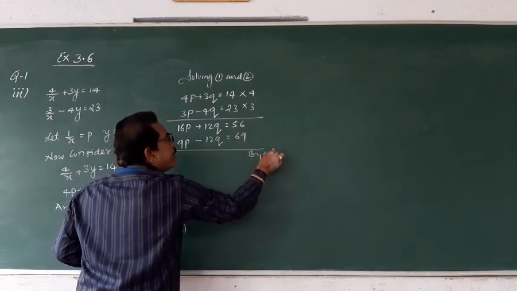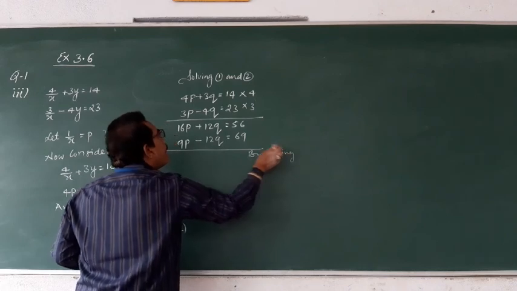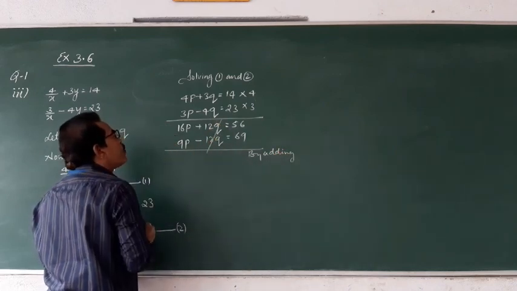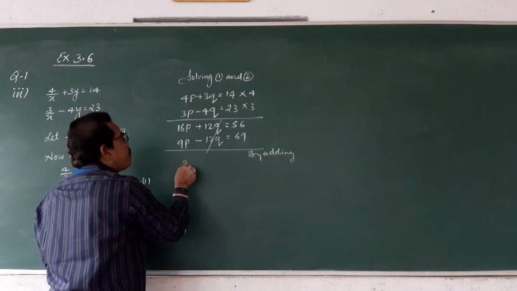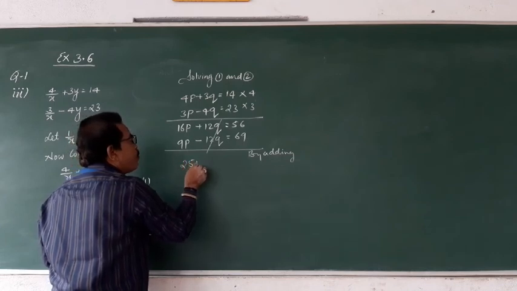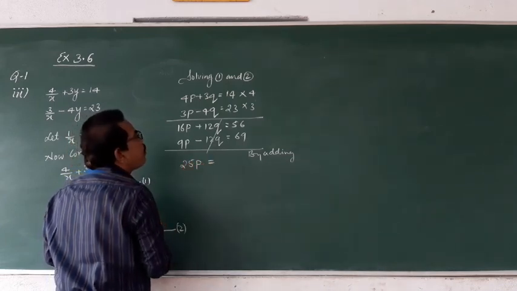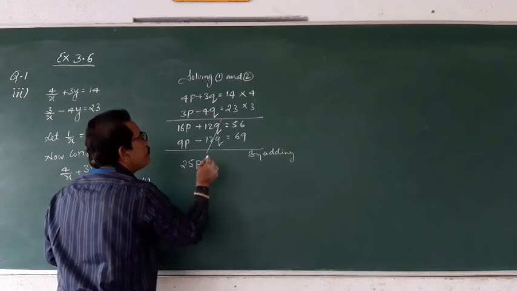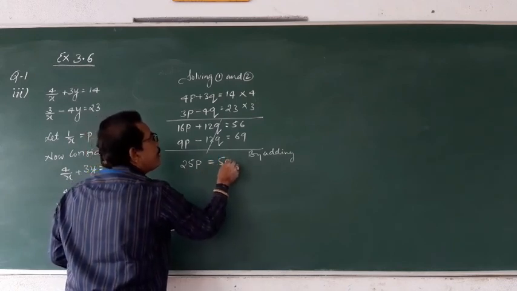By adding, plus 12q minus 12q cancels. 16 plus 9, 25p equals to, that is 50.